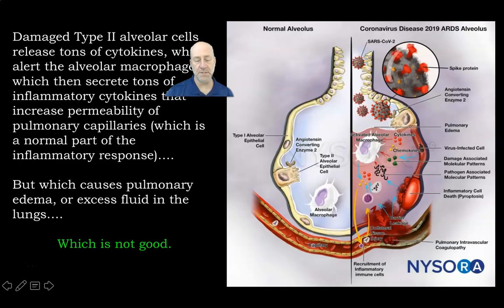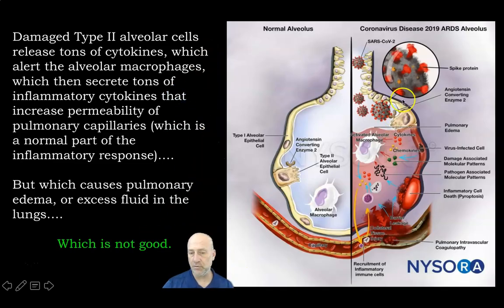This is a great image. This is not from your text, but it's a great image again showing that ACE2 protein, the receptor, on the type 2 alveolar cell. Anyway, it just keeps getting worse because now you've got damaged tissue, and there's an alveolar macrophage sitting right here. What is the job of an alveolar macrophage? To go help damaged tissues and to try to phagocytize, or eat, or endocytose foreign particles.